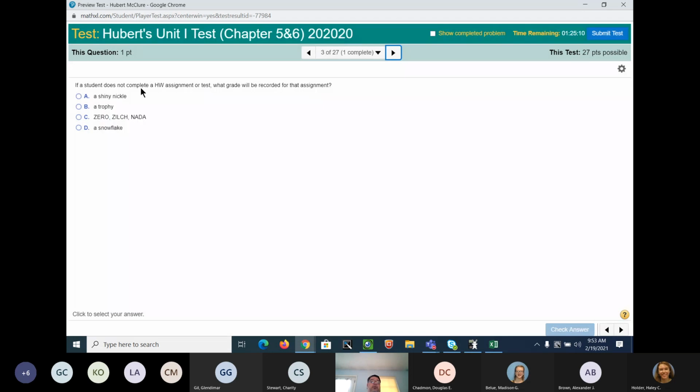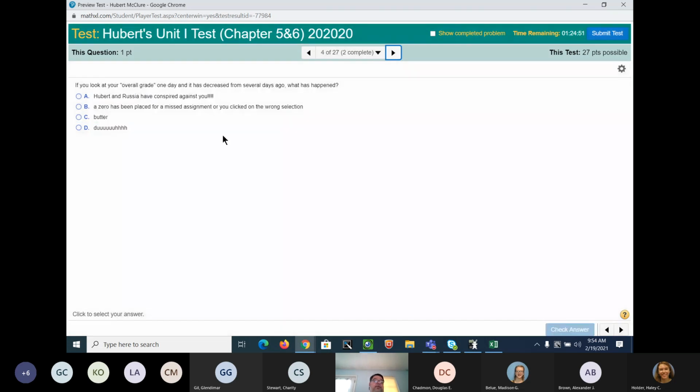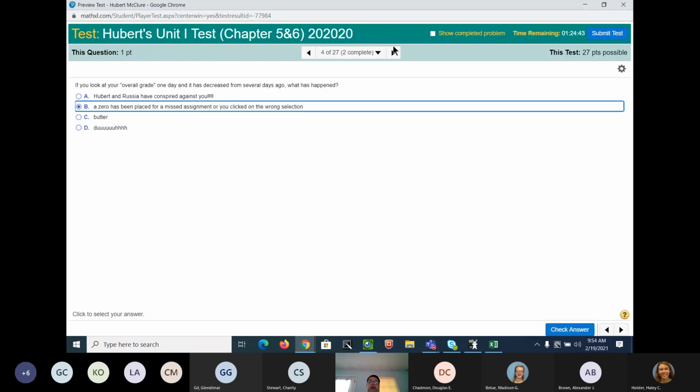If a student does not complete a homework assignment, what grade do they get? This is for a student that tried to say at the end of the semester they did not know that they got a 0 for a missing assignment. Yeah, I didn't believe them either. If you look at your overall grade one day and it has decreased, oh, I didn't know a 0 would decrease my grade.